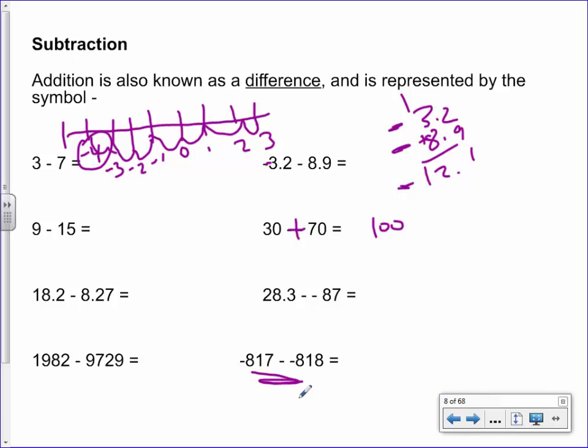What's the answer to this one? Negative 817 subtract negative 818. That's just 1, yeah. Because here's what happens. These double negatives, they actually need to add. So I have to think of it as you're 817 in the hole, and then you picked up $818. You picked up 1 more than you owed. So this one's actually 1.